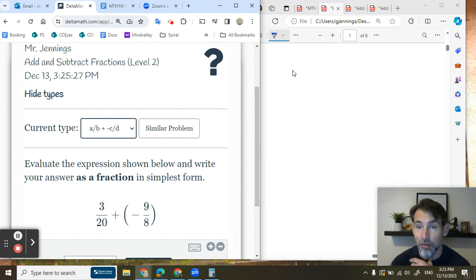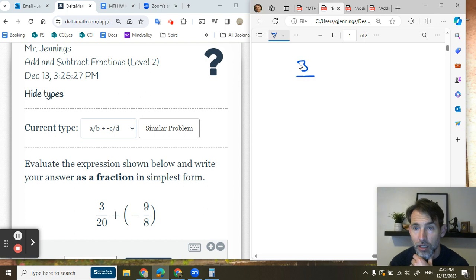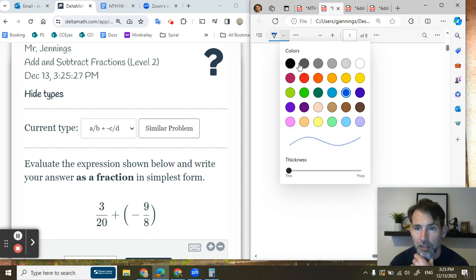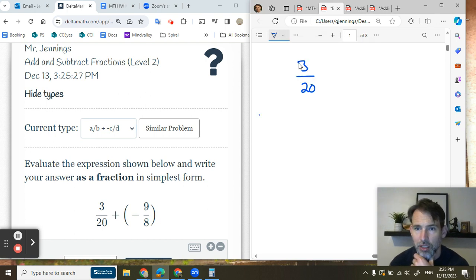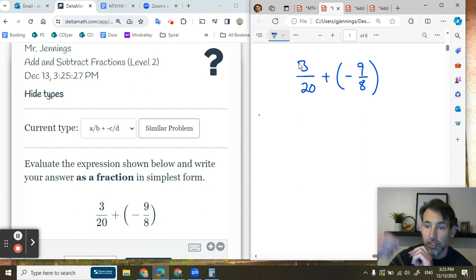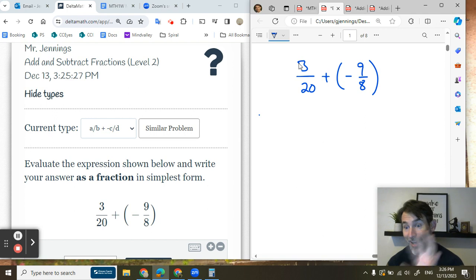Okay, so I'm going to copy out my question. 3 over 20. Is my pen super fat? No, I'm just super zoomed in. Okay, 3 over 20 plus negative 9 over 8. I just copied out the question. That's all I did, and I checked my hand. It didn't fall off, and it still works. So don't be scared about copying questions out to work on. It's a great habit. I think it actually builds your math skills.